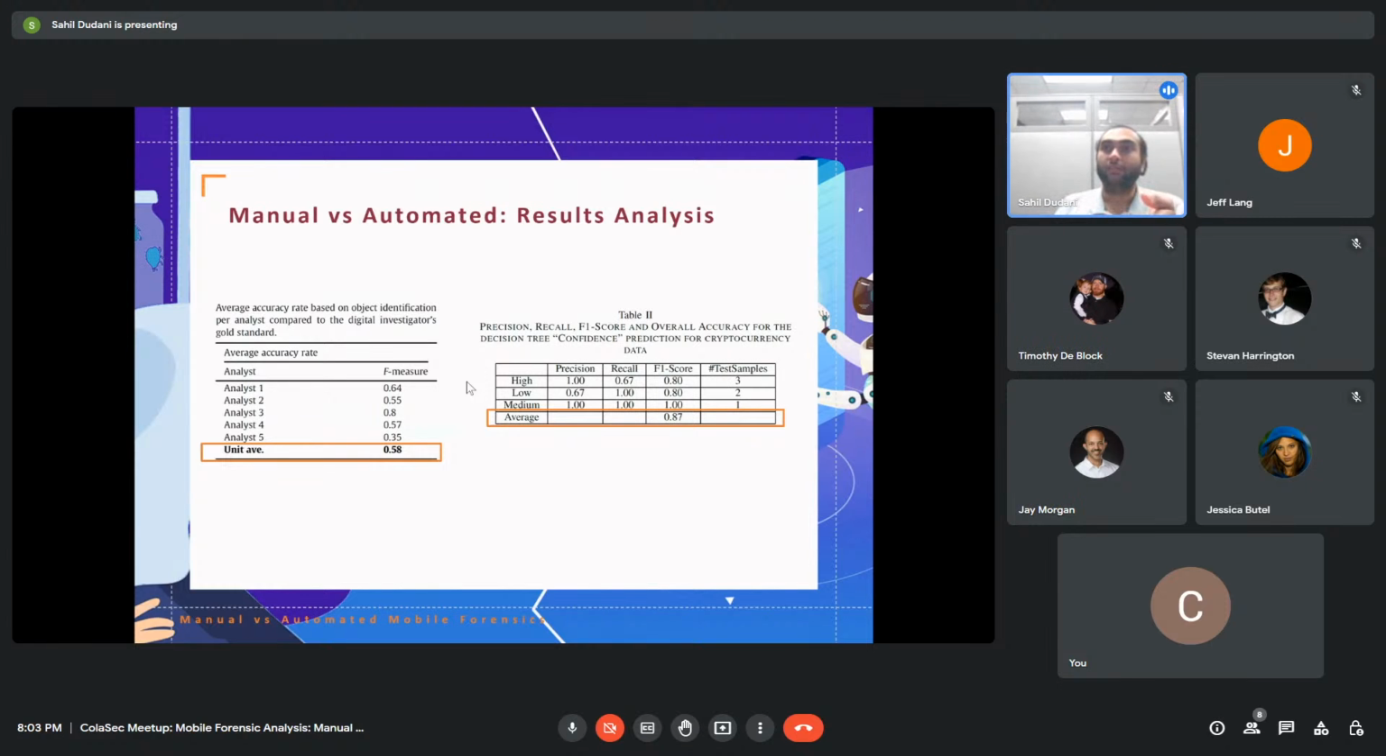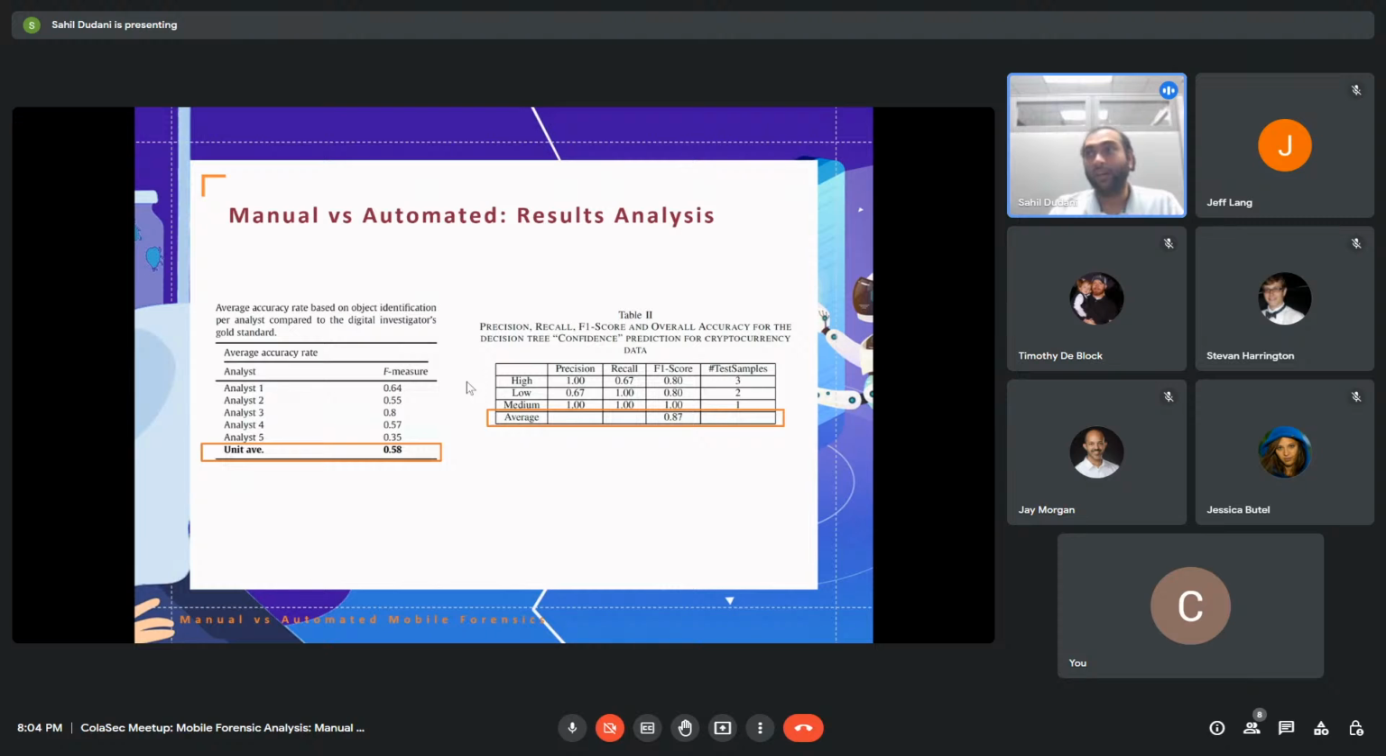Here the unit average in this case would go down if domain knowledge does not exist in the case of cryptocurrency. Cryptocurrency is a newer field, and a lot of investigators with their daily activities don't have the time to get up to pace with cryptocurrency. So this manual part would probably go down, the F1 score for that would go down.